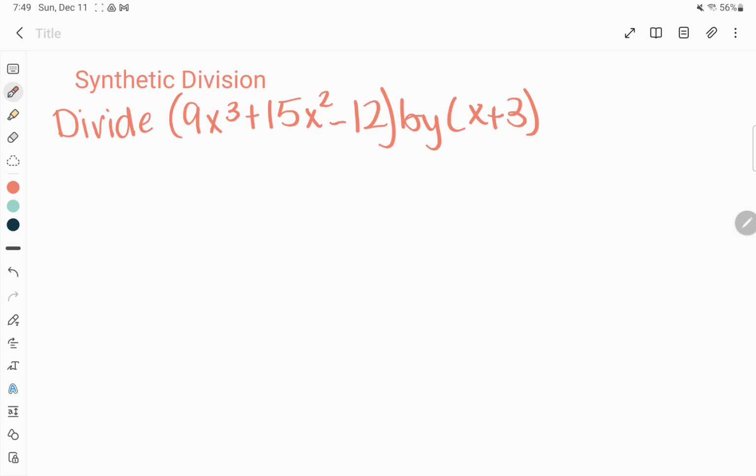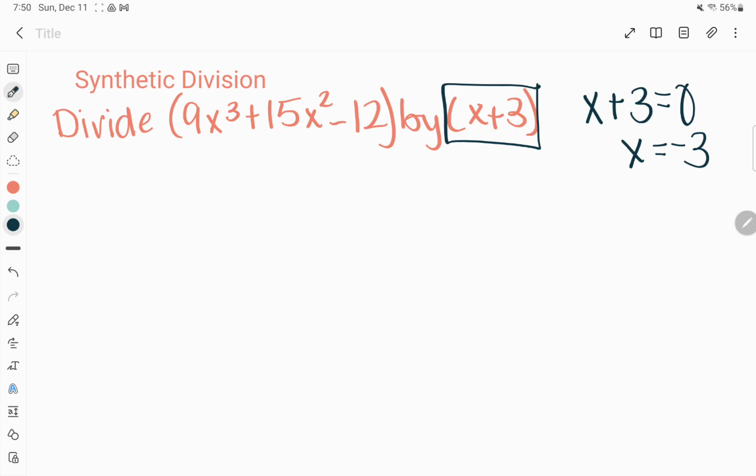So I'm going to start out by first obtaining what I am going to use in my synthetic division. And so that very first step is going to be taking this monic binomial and setting it equal to 0. So x equals -3. Okay, that is the number that is going to go outside of my synthetic division box. Now, synthetic division looks kind of strange, but it's much easier when you get used to it, and it's a very fast way of dividing any polynomial, again, by a monic binomial.